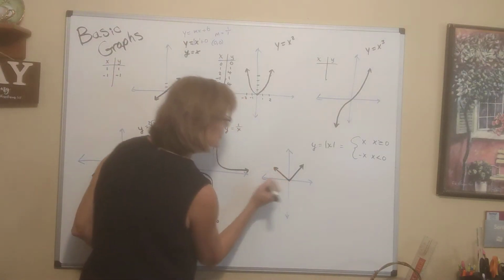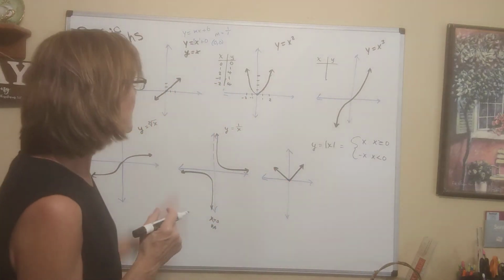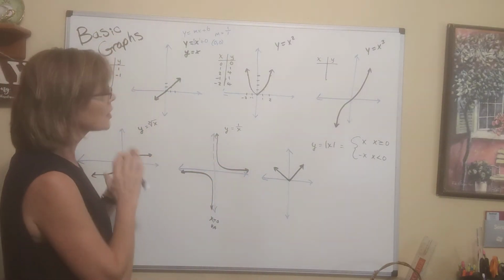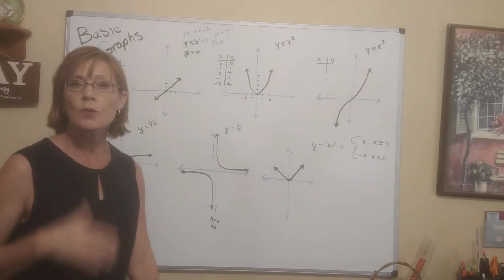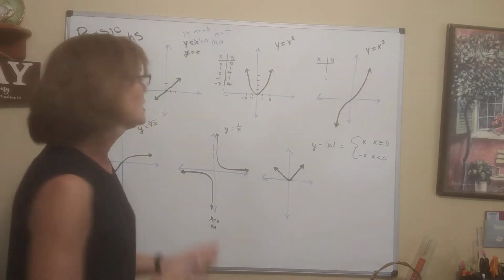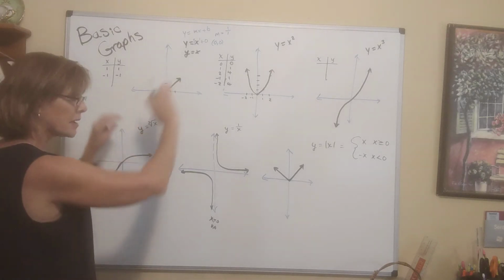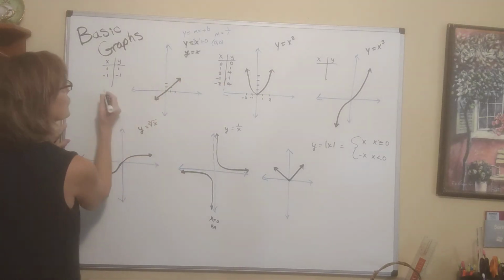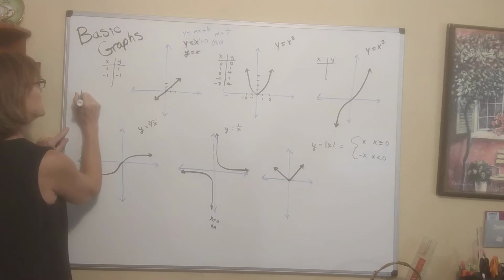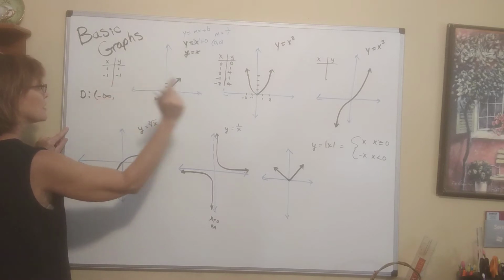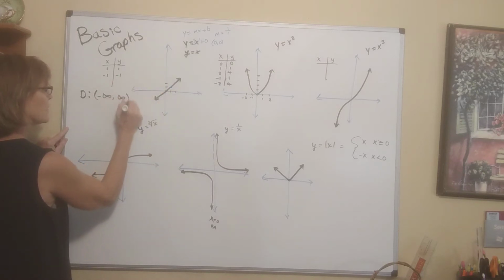Right here. So this is what the absolute value graph looks like. Those are our basic graphs. Now, what I'd like us to do is to go through each of these and say what is their domain and range. So the domain are the x values, and these have arrows, which mean they go on forever. So the domain for y equals x, known as the identity function, is as far to the left as we want to go, negative infinity, and as far to the right as we want to go, positive infinity.